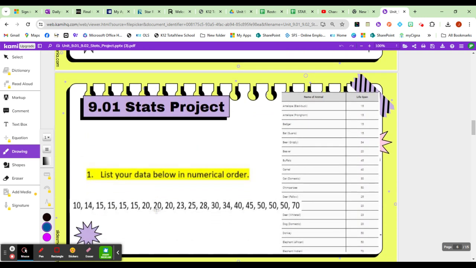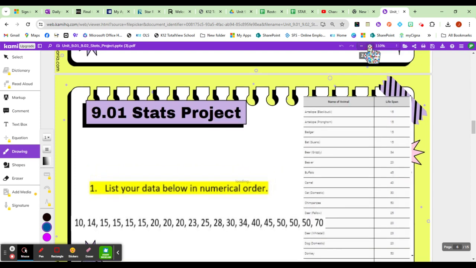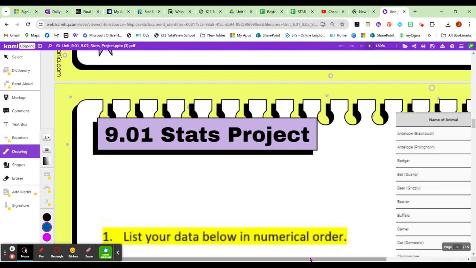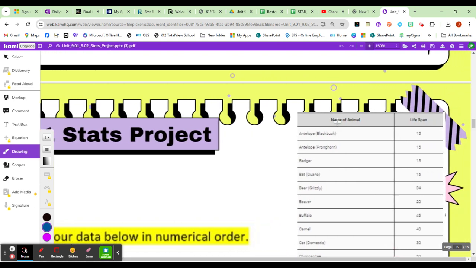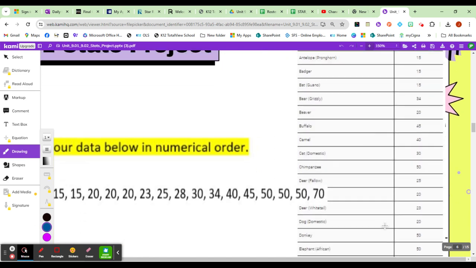Okay. So I searched on the internet and I typed my numbers a little bit bigger here. This is the name of the animal. So I found this on the internet, and this is their lifespan. So this says antelope, and it lives for 15 years. This is a different type of antelope. It says pronghorn. It lives for 15 years. A badger lives for 15 years. A bat lives for 15 years. A grizzly bear lives for 34 years. A beaver lives for 20 years. A buffalo lives for 45, and so on. So I just looked that up.